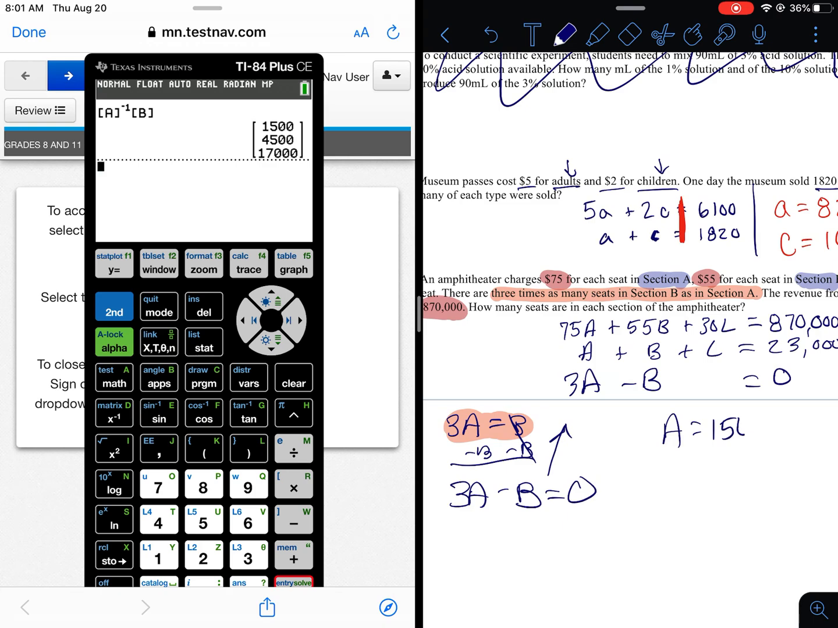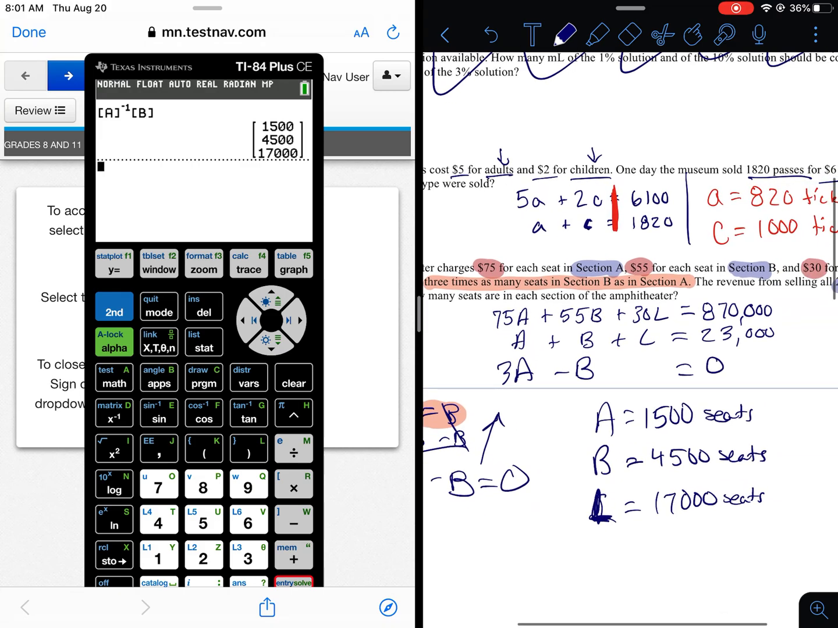In section A, there are 1,500 seats. In B, there are 4,500 seats. And section C, or the lawn, I guess, it's not C, it's L. The lawn seats, that would be an L. Lawn seats is 17,000. Just think of Ruoff, it's kind of similar there. But that's what you do.